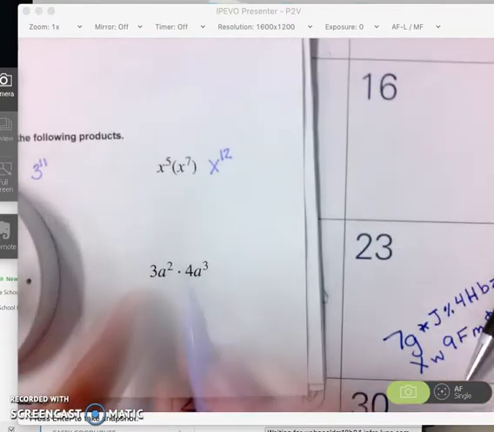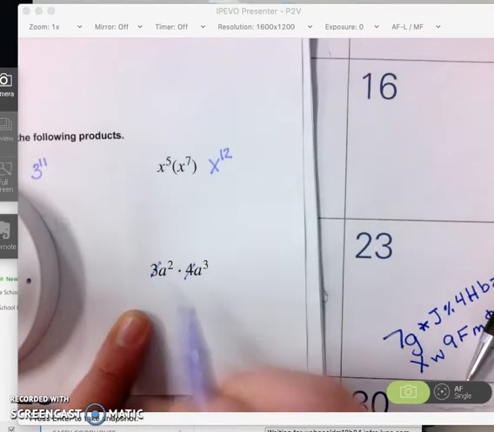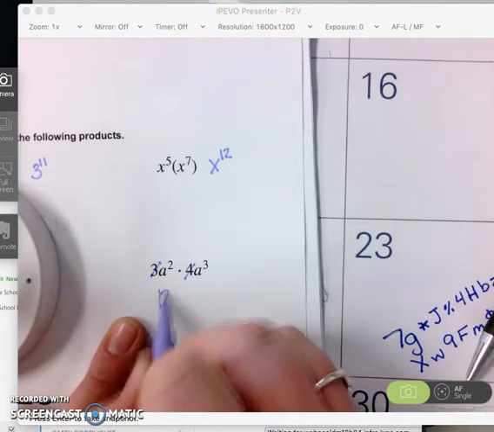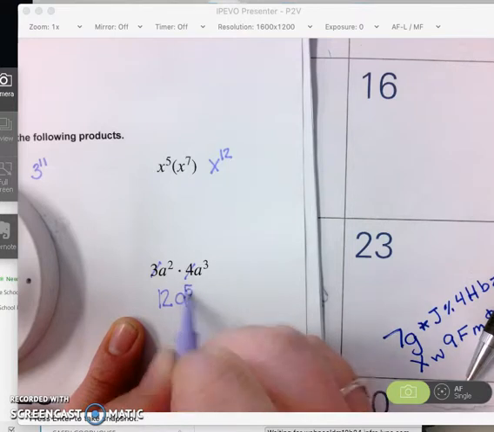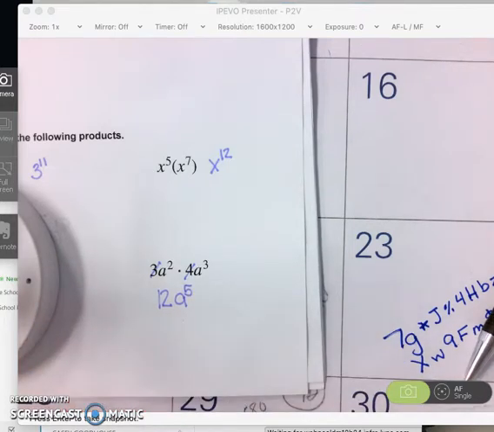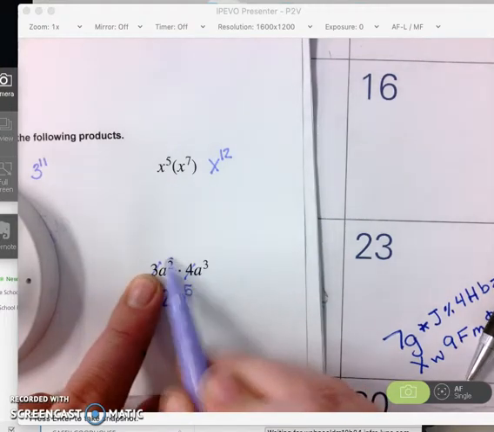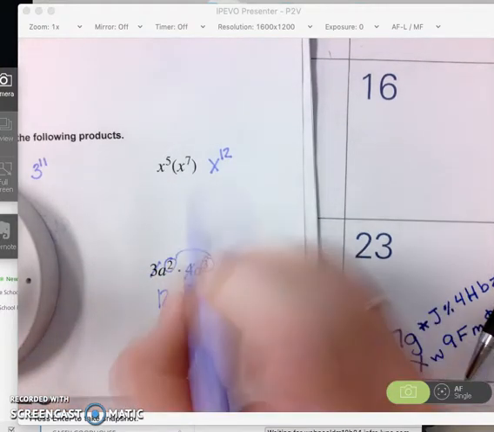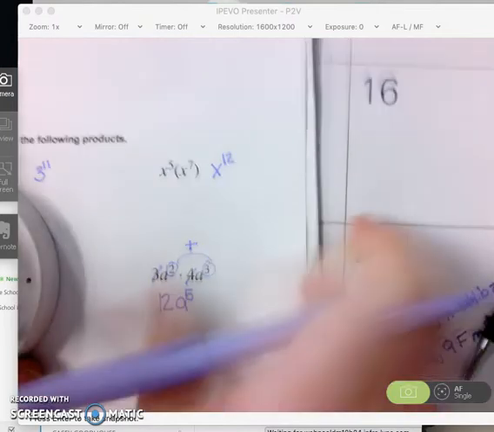Same here. Our coefficients, 3 times 4 is 12, and then a to the fifth power. A lot of kids mistakenly multiply the exponents because we're multiplying the terms together. You have to remember that you're adding them together. Add. Okay.